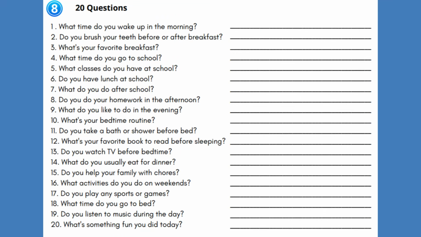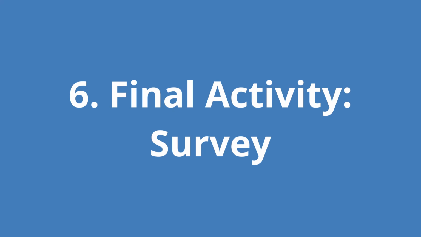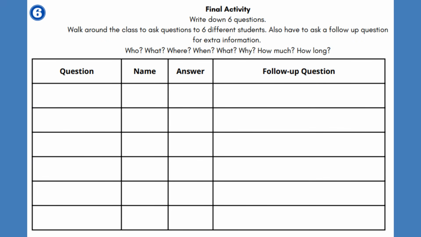I've also got 20 questions in there where the students can ask one another questions. So they take turns asking each other these questions. The final activity is a survey. The students have to write 6 different questions, walk around and interview 6 different people. Ask them the question and a follow-up question. We need to practice follow-up questions with our students. Write some examples on the board.